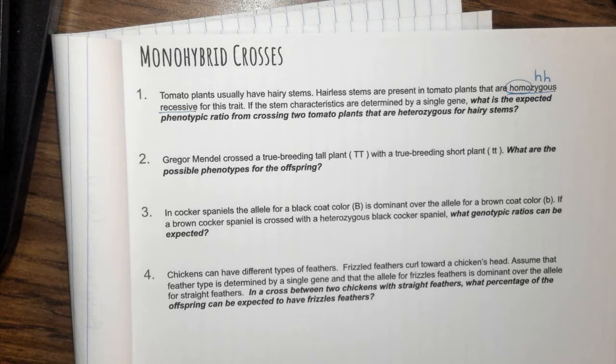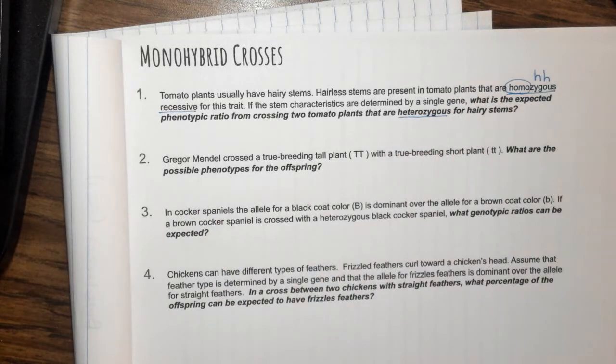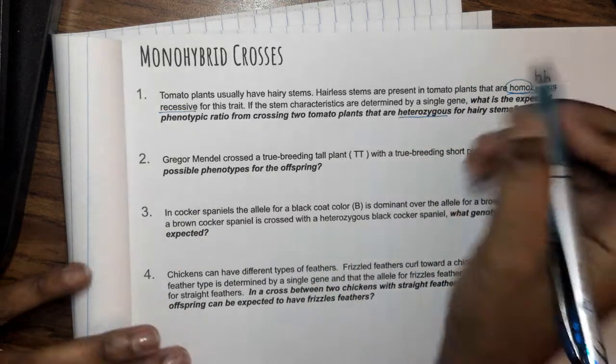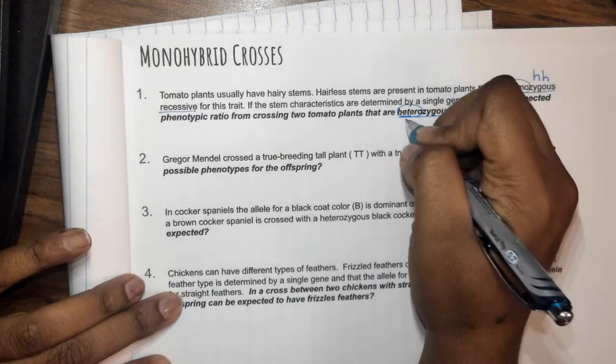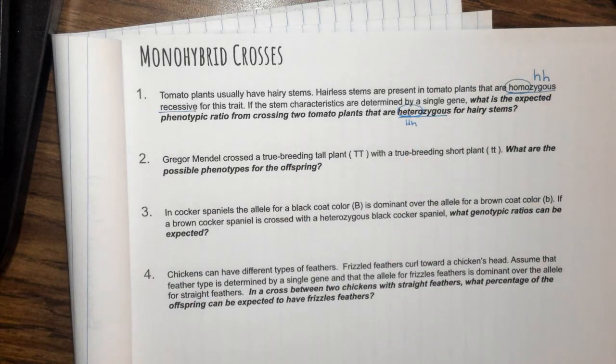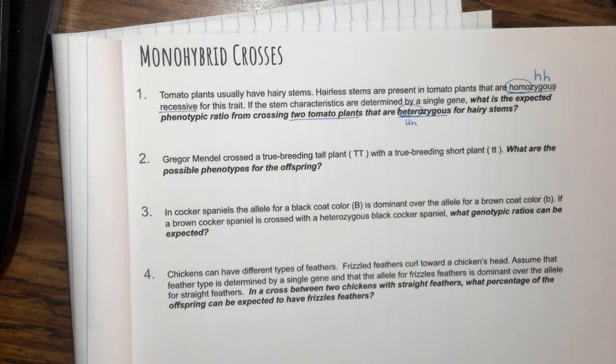It goes on to say, if the stem characteristics are determined by a single gene, what is the expected phenotypic ratio of crossing two tomato plants that are heterozygous for hairy stems? If they're heterozygous, that means they have that dominant trait. Hetero means different. So big H, little h, and both plants are heterozygous.